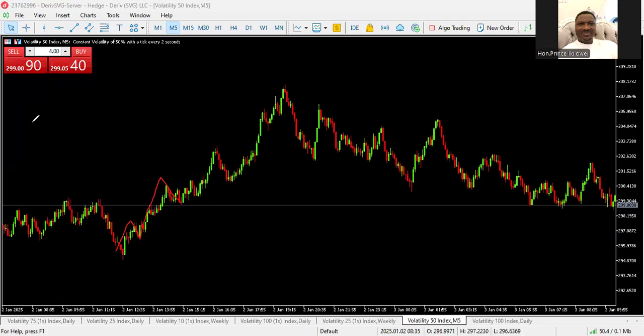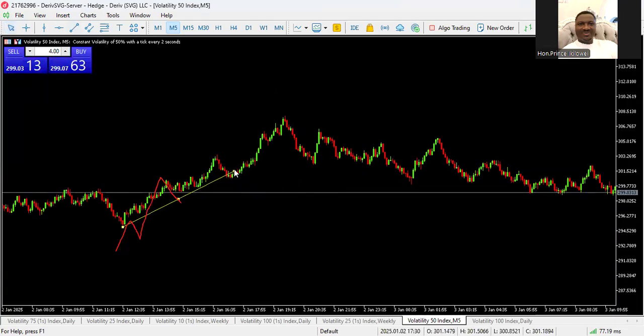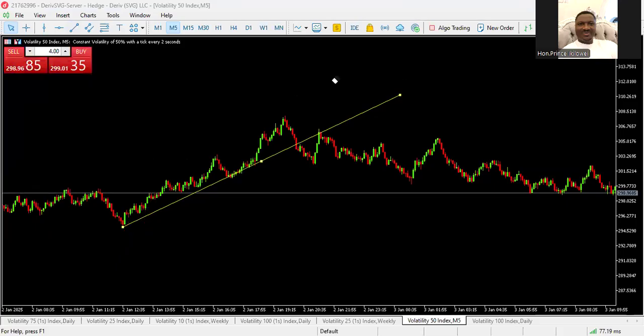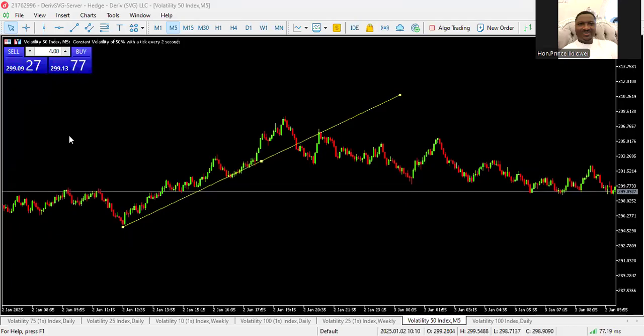If you come to your MT5, look at it here. If you look at this, this is a trend line. You can now draw this and allow price to return back to your trend line for you to make trading decisions. That's how you draw a trend line. But we that trade indices, I'm going to also show you how to actually enter the market after you learn how to draw a trend line.